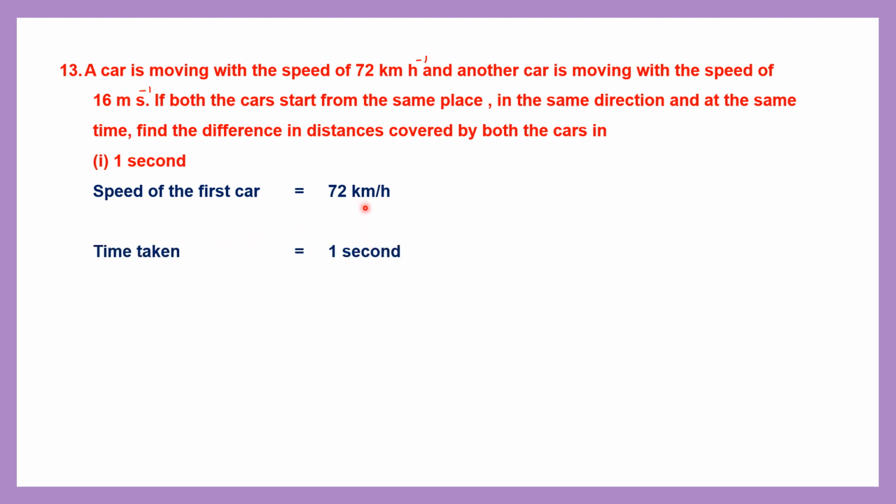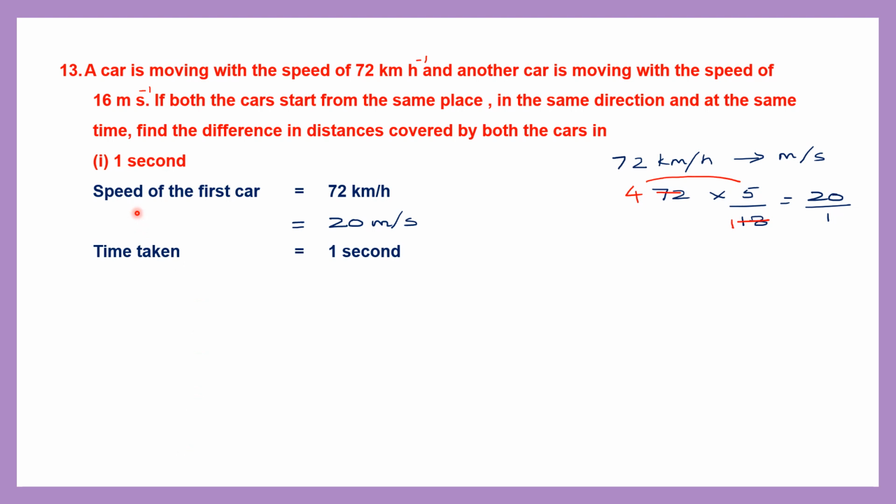Now can you see this is kilometers per hour and here we have seconds. So we are going to convert kilometers per hour to meters per second. So let's do that. When we convert 72 kilometers per hour into meters per second, we have to multiply by 5 by 18. So 72 into 5 by 18. And 18 and 72 we can cancel. 18 ones are 18 and 18 fours are 72. Now multiply the numerators. 4 into 5 is 20. So this is 20 by 1 or simply 20. So the speed of the first car now is 20 meters per second.